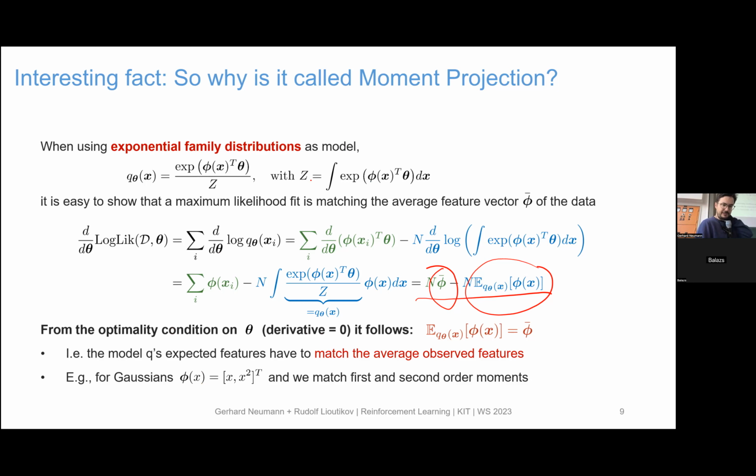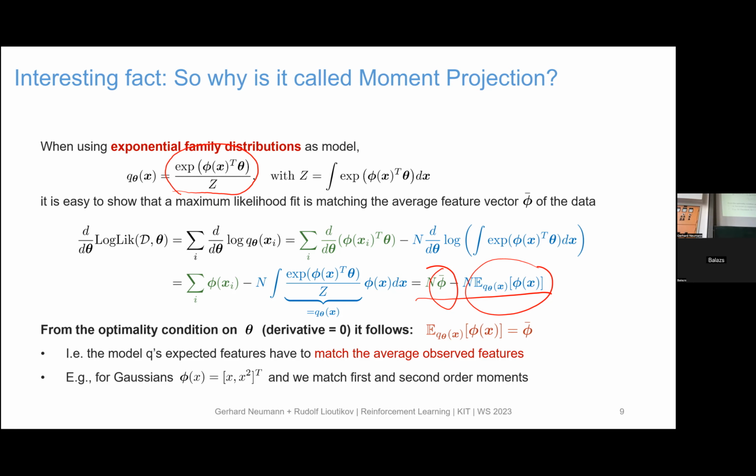So what you can do is, for exponential family distributions, which are a very general class of distributions, isn't it? Most distributions are from the exponential family. A few are not, but most of them are. The Gaussian definitely is. And exponential family distributions you can parameterize like this: an exponent of some features of x times some parameters, divided by the normalizer. The Gaussian, for example, looks like that.